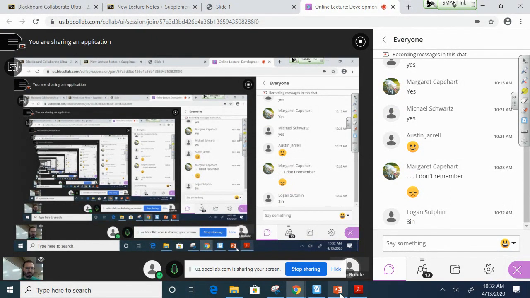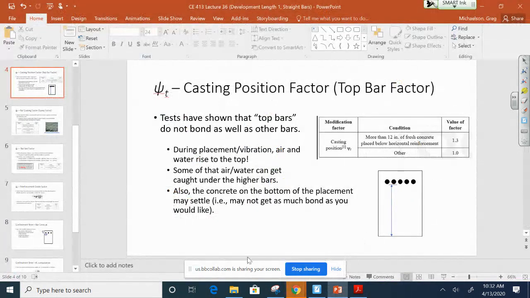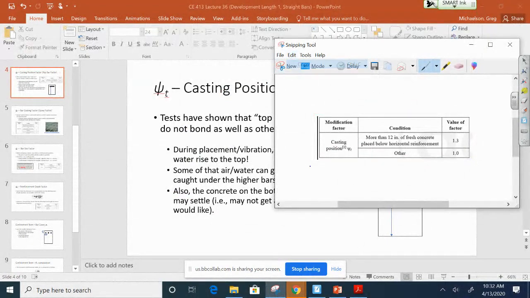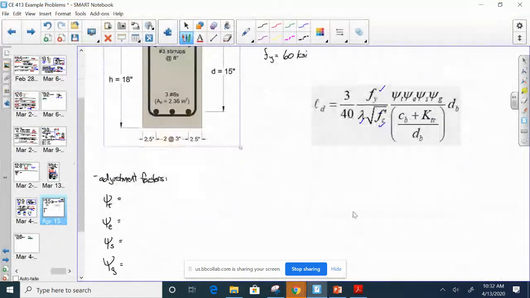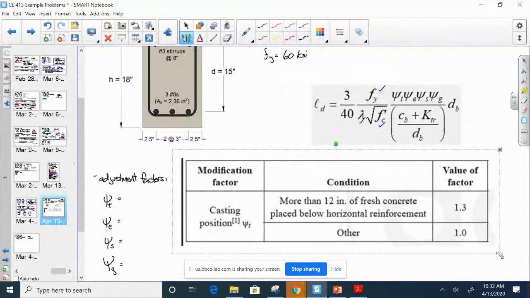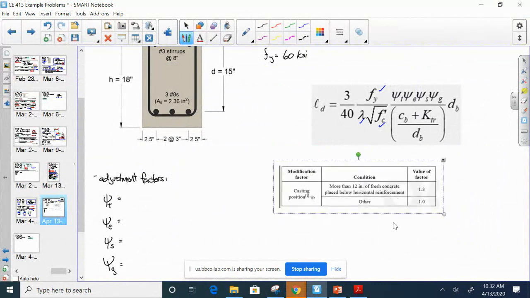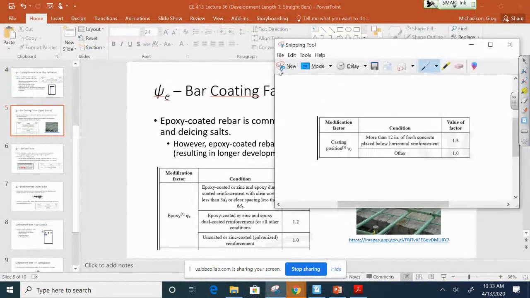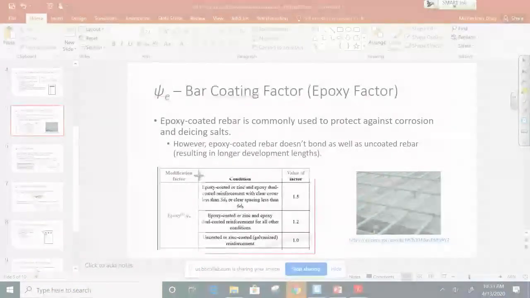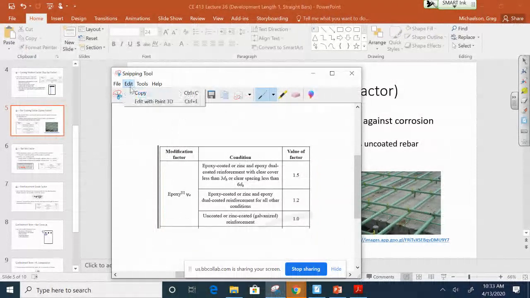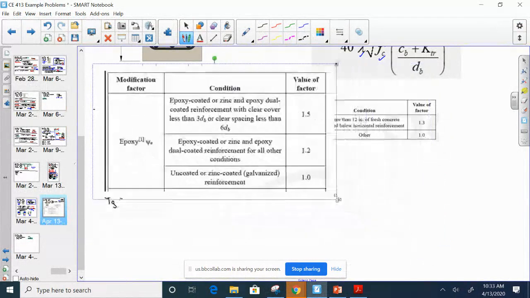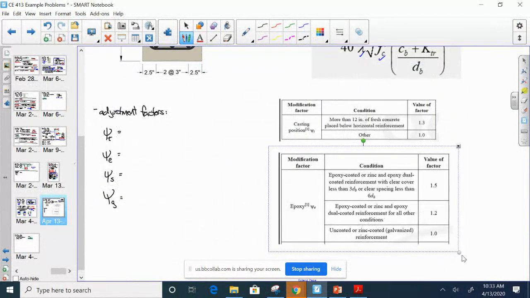Tell you what, why don't I do this? This might be a little easier. Give me 1 second. I think what I'm going to do is just screen capture all these tables and put them in the notebook. That way I don't have to go back and forth. I think that'll be a little cleaner. There we go. Yeah, I think this is going to work out a little better.